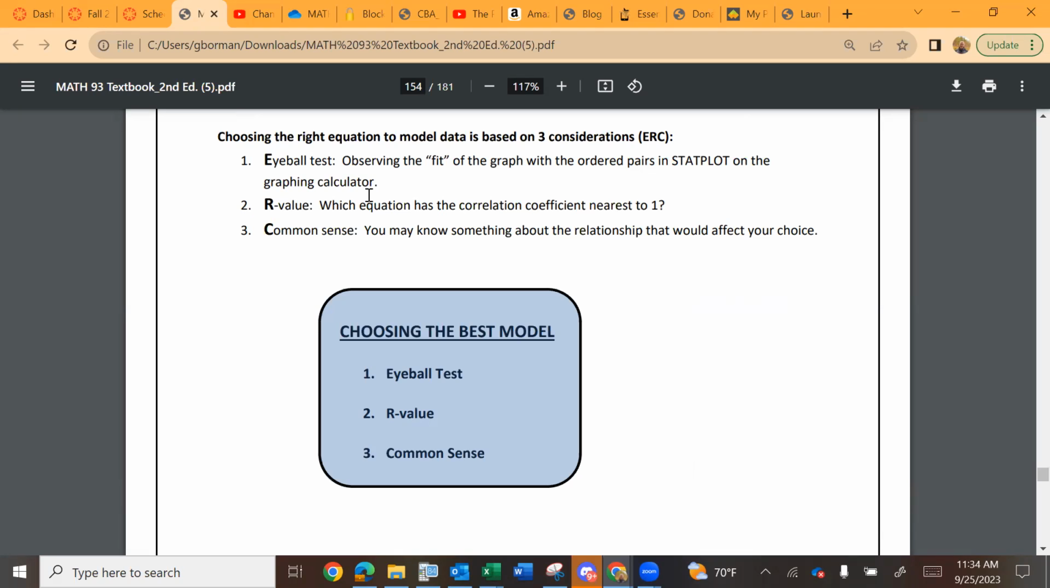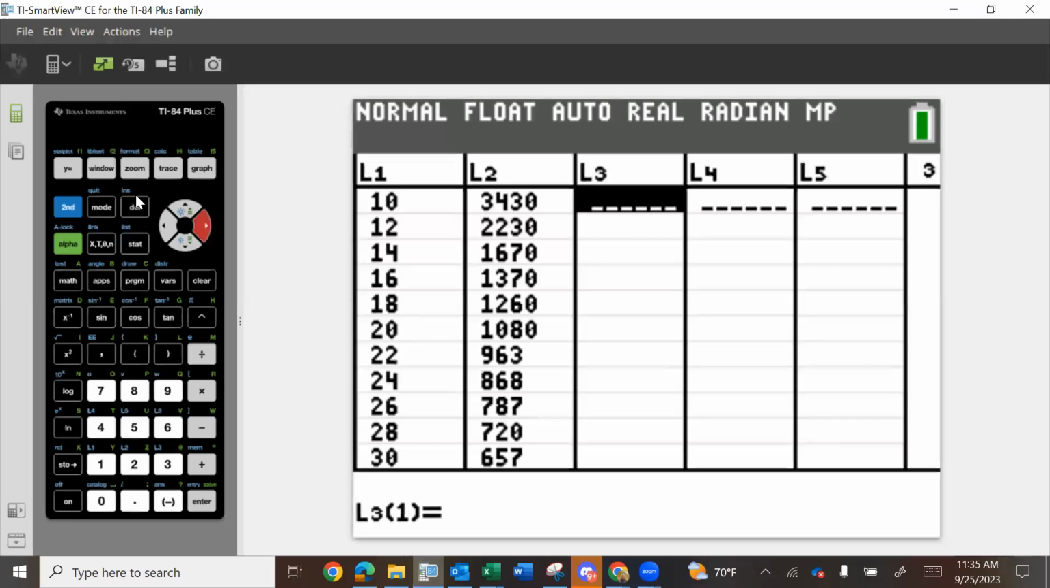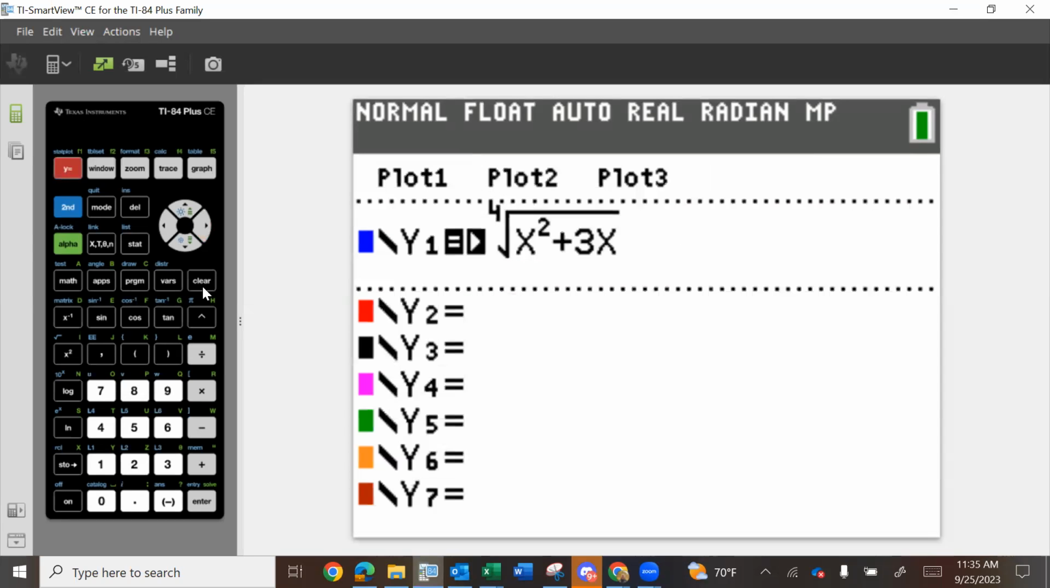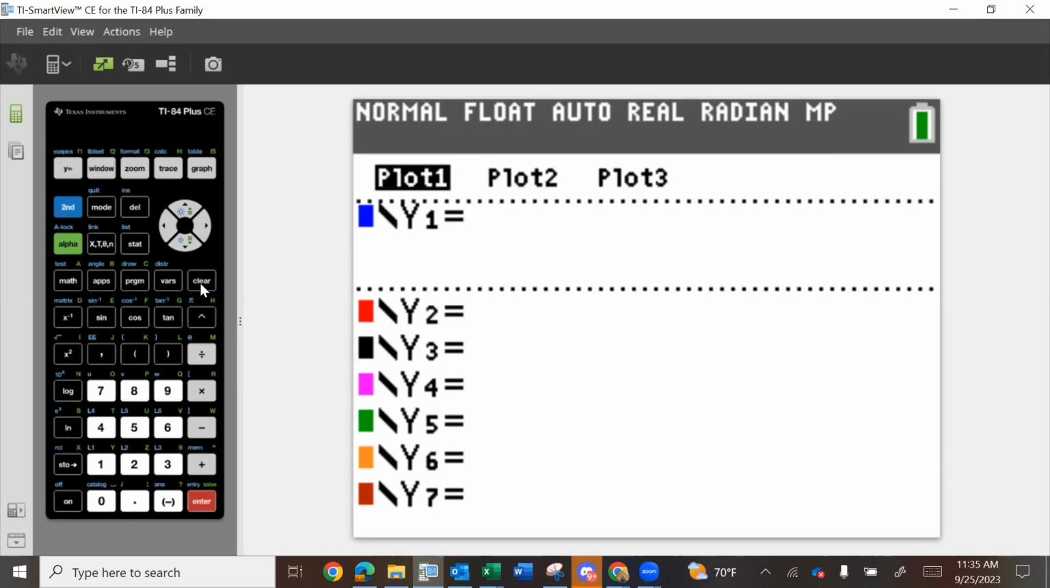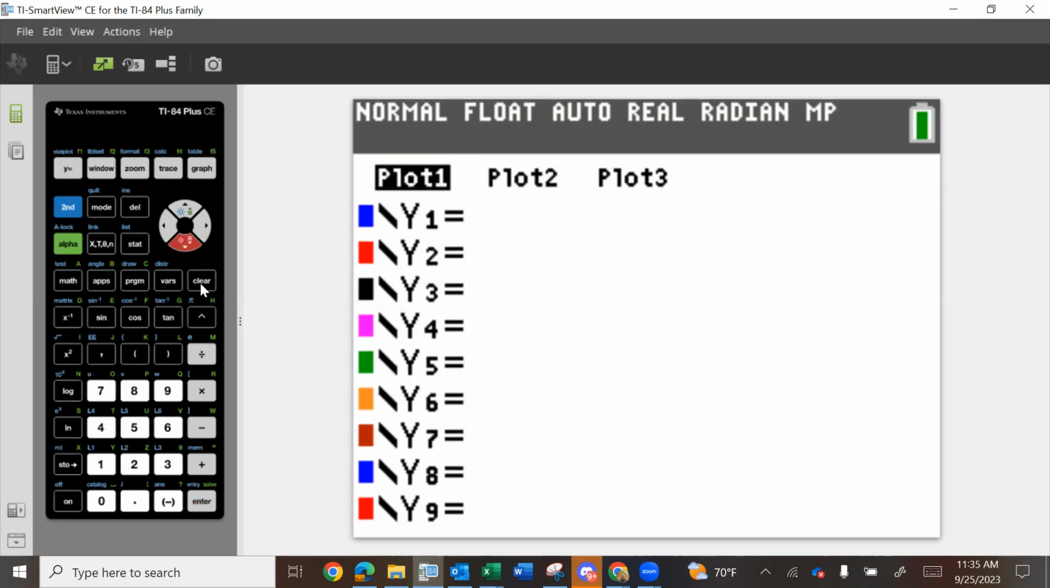All right, so first of all, the eyeball test. Observing the fit of the graph, with the ordered pairs in your graphing calculator. Okay, does it look like a good fit? All right, that's number one. All right, so let's take a look. So first of all, we need to graph the data. So I'm going to go y equals, clear out any old functions, and I'm going to go up to plot one and make sure it's turned on. Now it's turned on. You turn it on and off with the enter key.